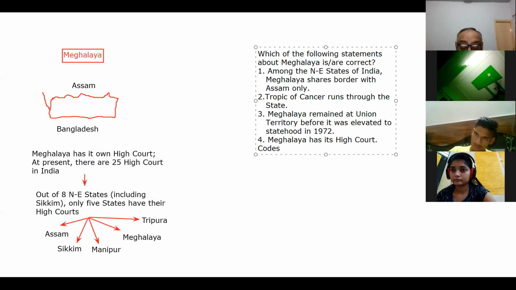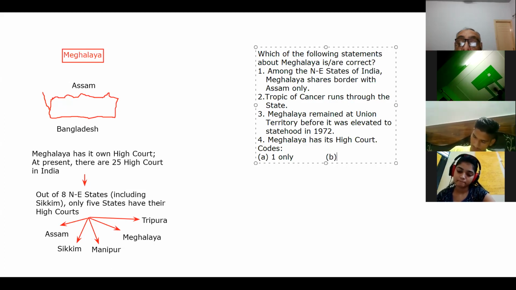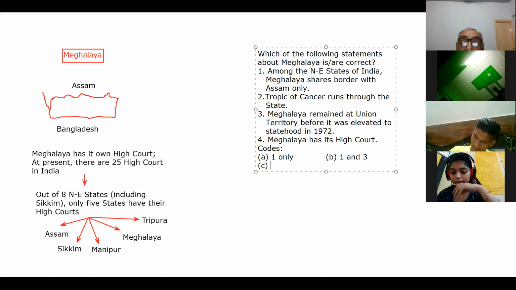So now codes can be there, right? Number one is one only statement, right? Number two, there can be one and three. Number three, one and four. And number four can be two, three, and four, right? So this can be asked, right?